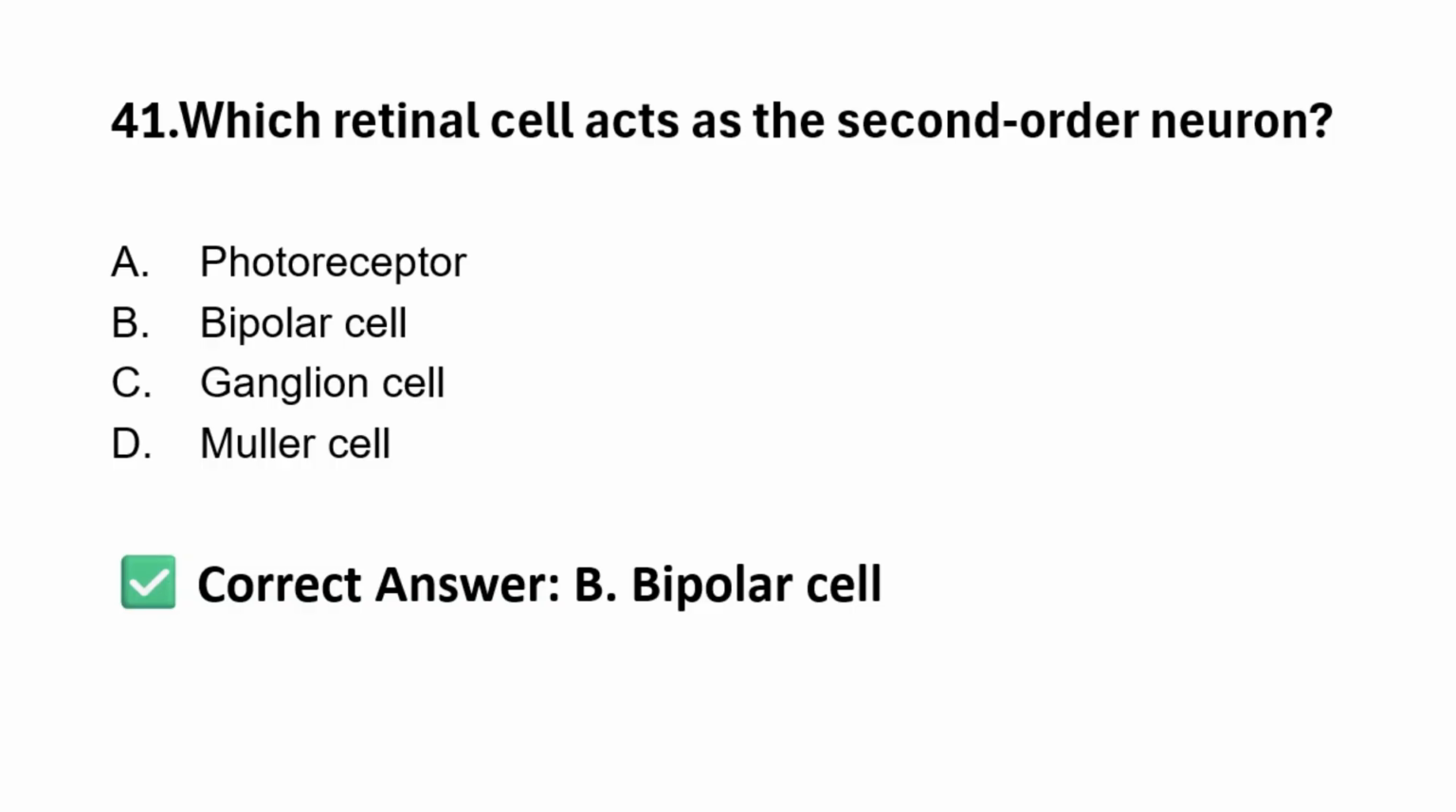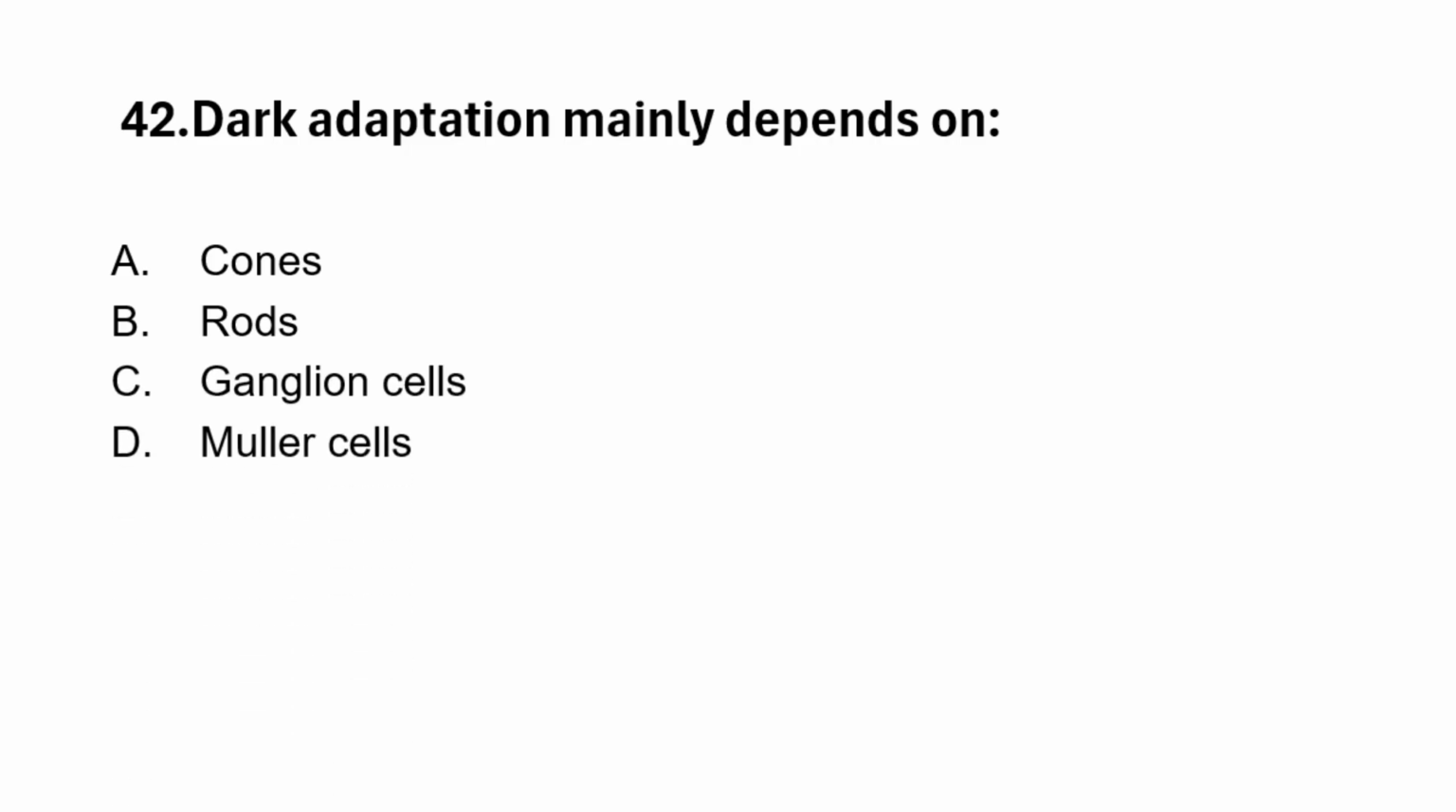Moving to the next question, question number 42. Dark adaptation mainly depends on option A, cones, option B, rods, option C, ganglion cells, and option D, Muller cells. So the correct answer is option B, rods. When moving from bright light to darkness, rods gradually become more sensitive and help us adapt to dark environments.